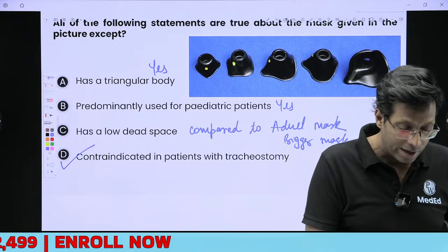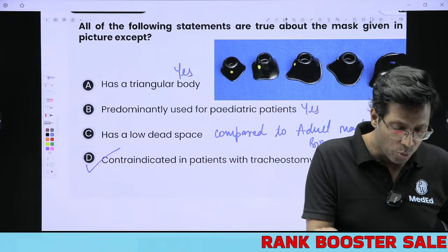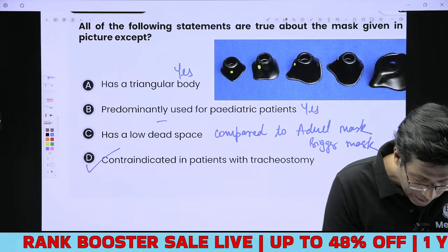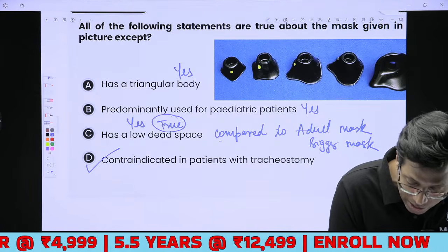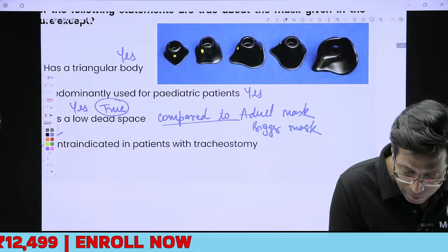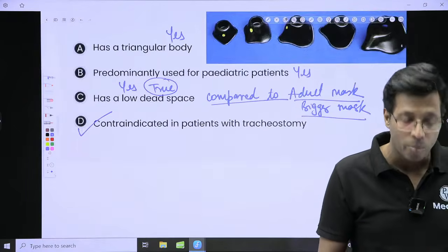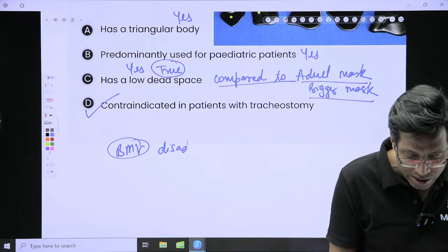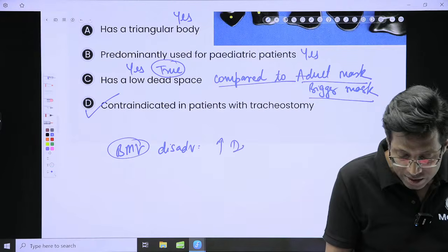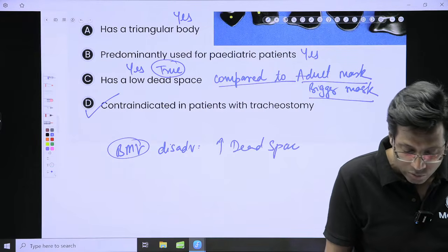But it has a low dead space. This point is true. It has a low dead space. Yes, it is true when it is compared to an adult mask or a bigger mask. Because if someone asks you anytime, what is the biggest disadvantage of bag mask ventilation? It increases dead space, and that is why you get one question.